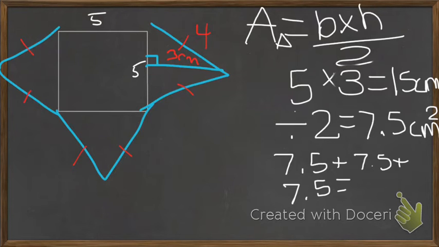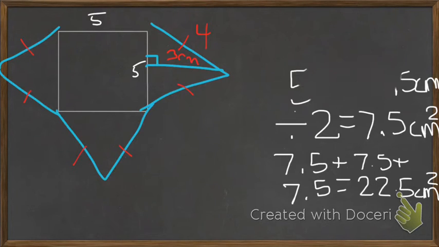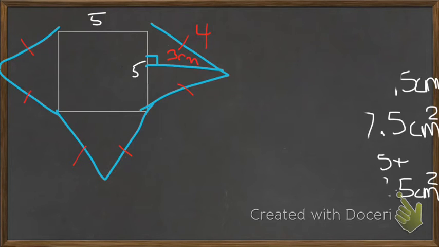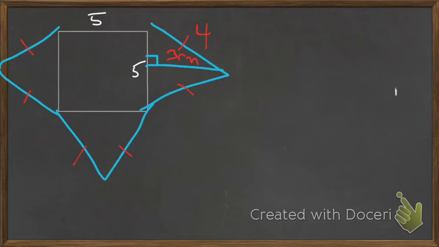I believe that's 22 and a half. Very nice. So we've got our 3 triangles. What do we need to find? The square. So let's find that square. And area for square is length times width.